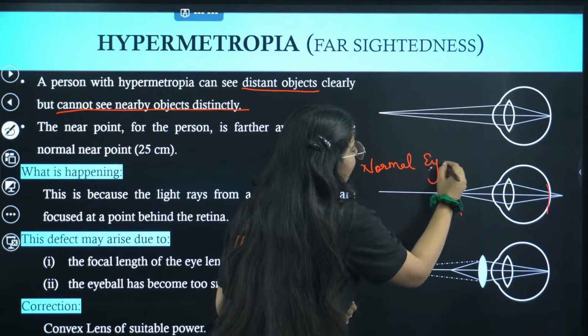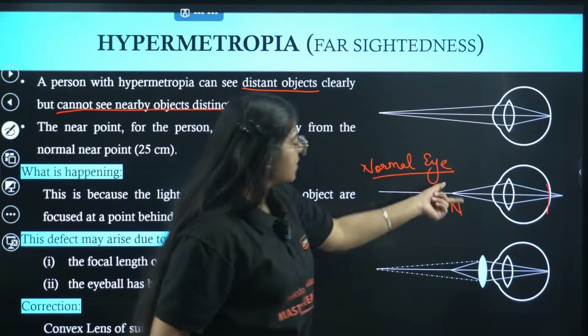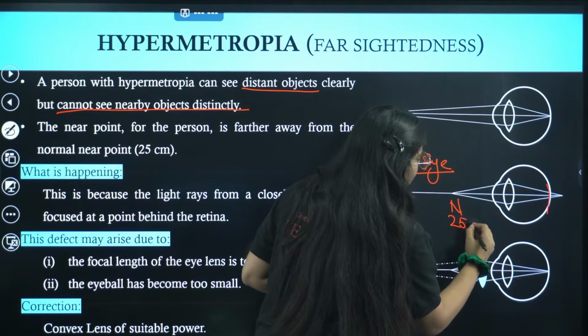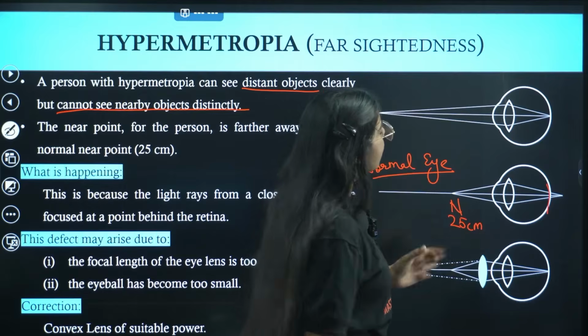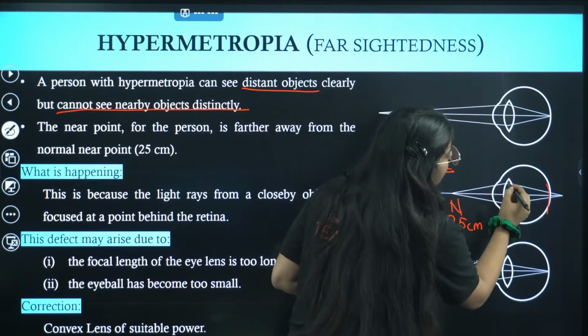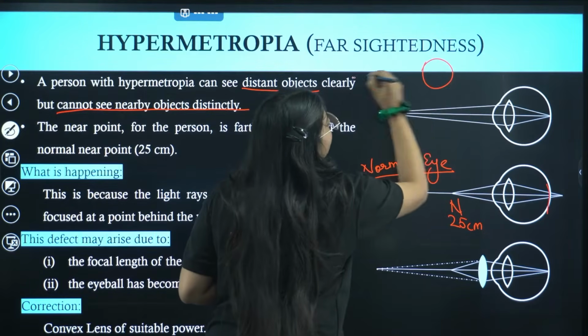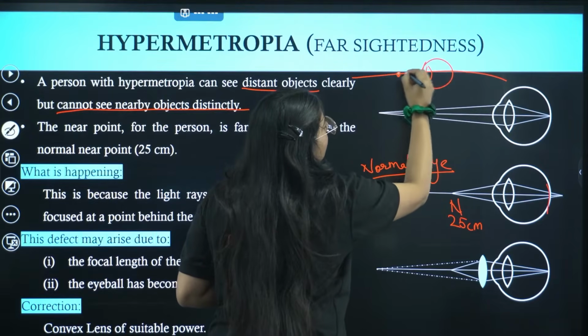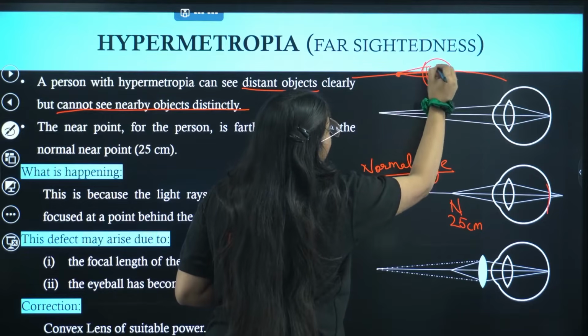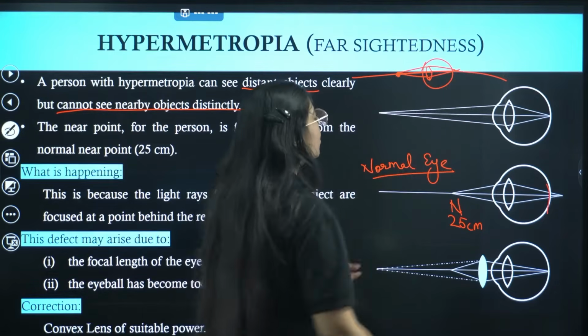This is a normal eye without any defect. This is my near point, which is 25 centimeters. From this, ideally, what should have been happening? These rays should go to my eye and they should converge at the retina for a normal eye.